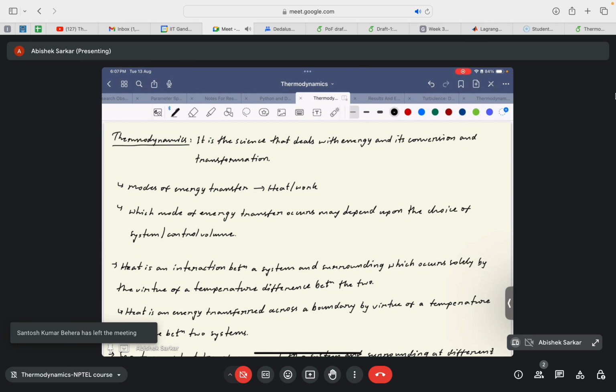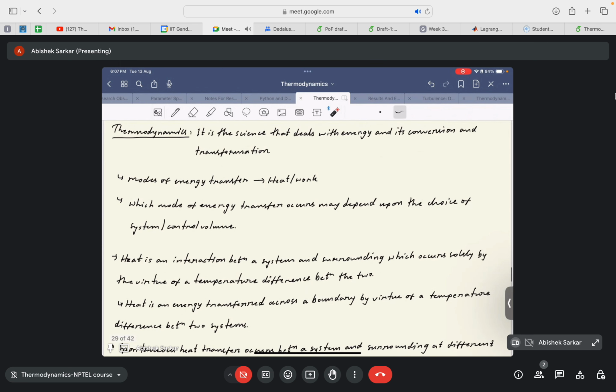Welcome back to week 3 of the problem solving session for the thermodynamics course. As we already discussed, thermodynamics is a science that deals with energy and its conversion and transformation. This energy conversion, or the modes of this energy transfer, is achieved in two ways: first through heat transfer, or work transfer. Work transfer we have dealt with in the previous week. So this week our agenda is to discuss heat transfer.